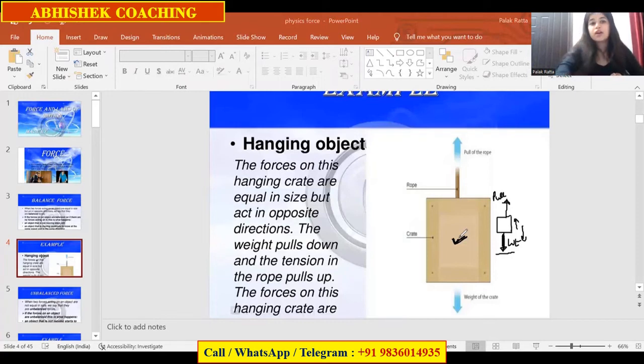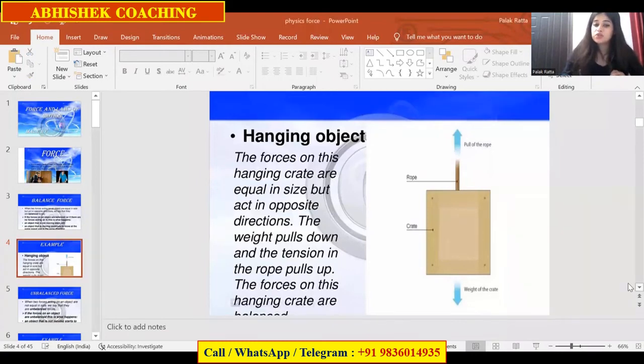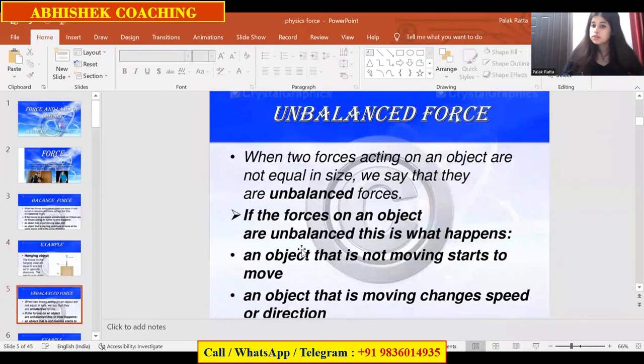The forces are balanced here. The forces on this crate are equal in size but opposite in direction. The weight pulls down, and the pull of the rope, which is called tension, pulls up. The forces on this hanging crate are equal and opposite, so they balance and it is stable. Clear with this?